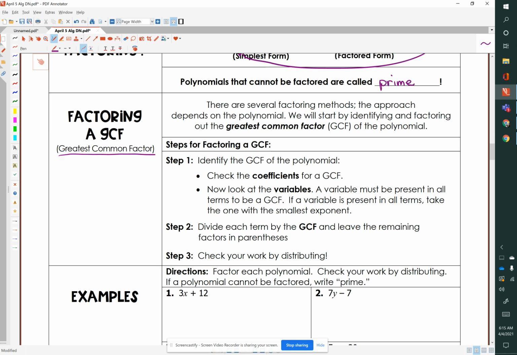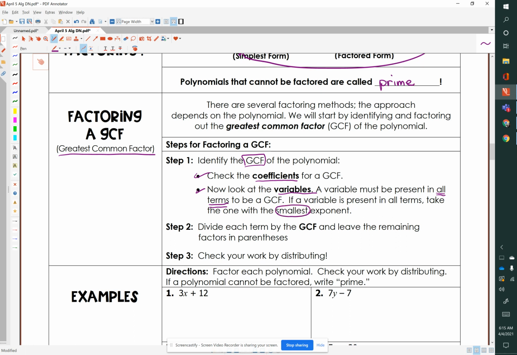And the steps for factoring the greatest common factor are, step 1, identify the greatest common factor of the polynomial. So first you check the coefficients, the number in front of the variable. Then you check the variables. And the variable must be present in all terms for it to be a greatest common factor. If it's present in all terms, take the variable with the smallest exponent.